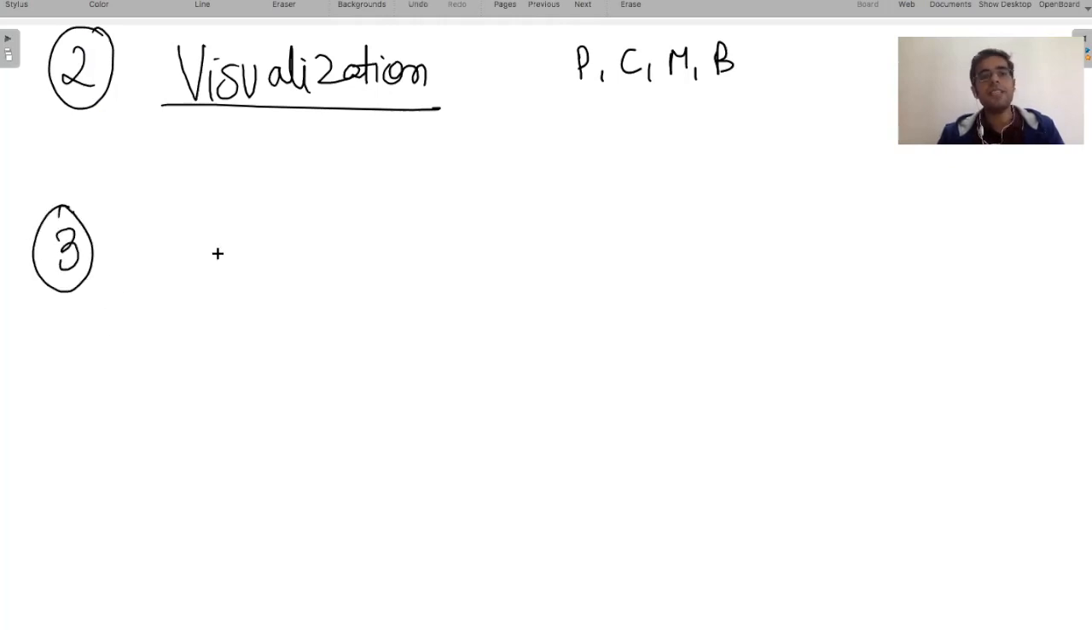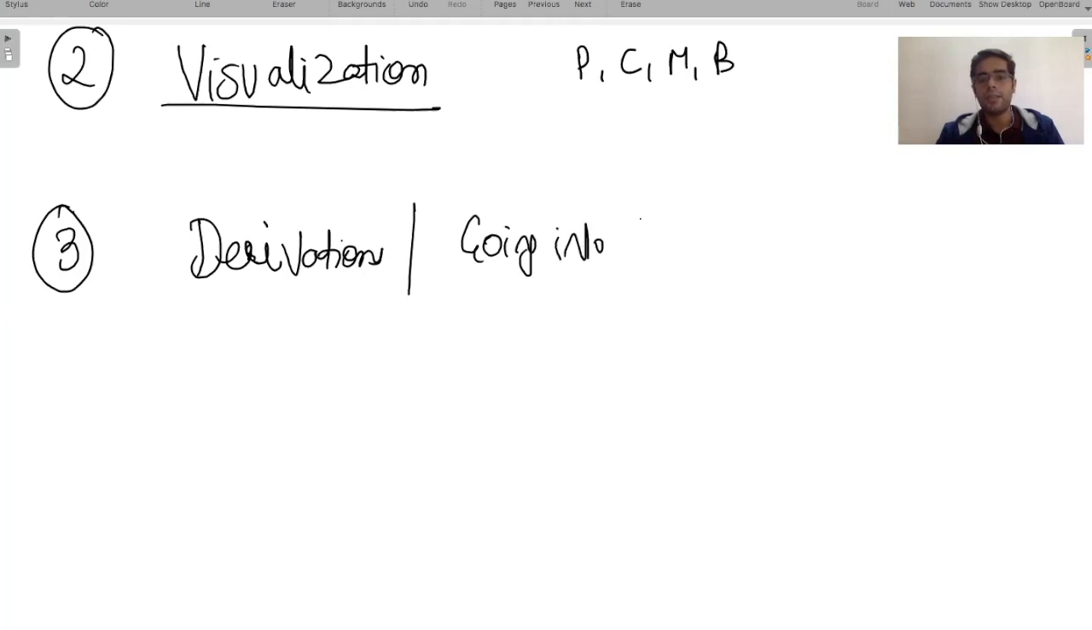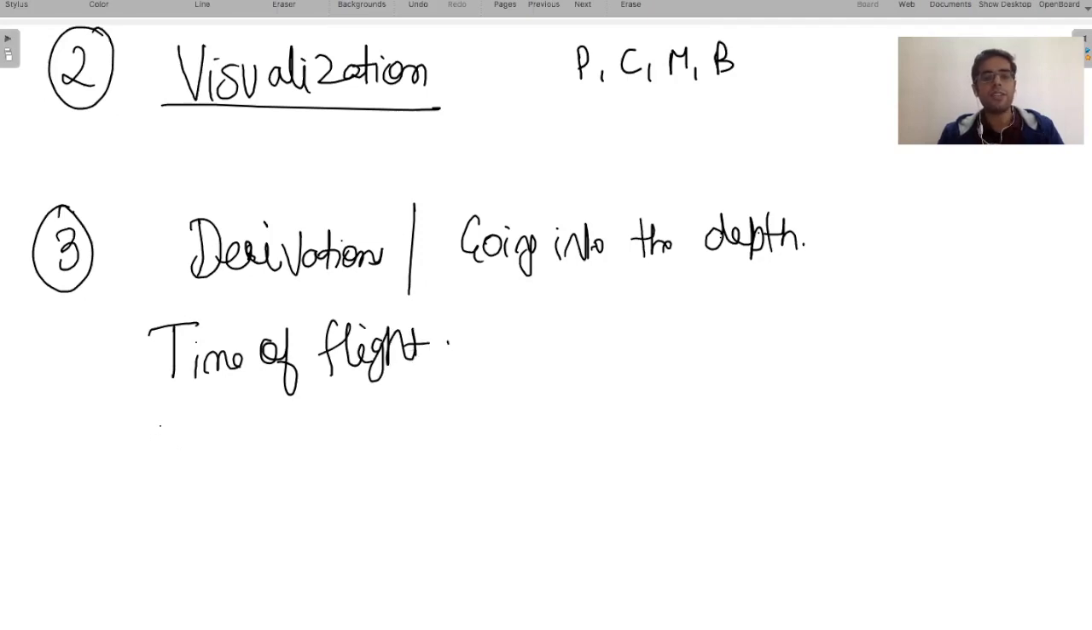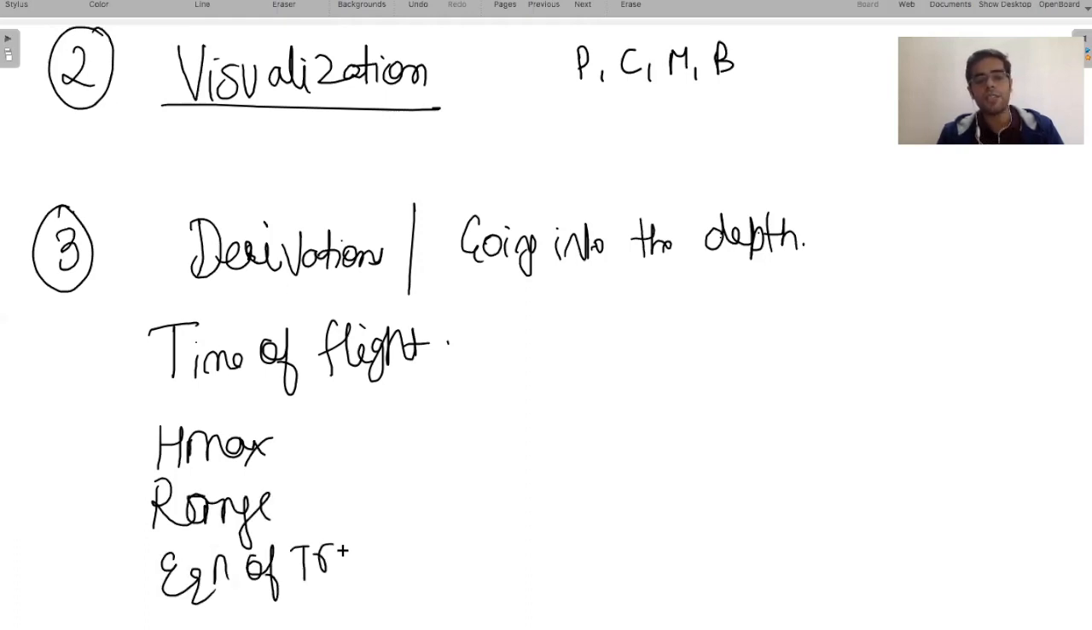Now, step 3 is derivations, or derivations is about going into the depth. Okay. Now, what derivations you will have to do in projectile motion? You will have to do time of flight. What is going to be the time of flight? What is going to be the maximum height? What is going to be the range of projectile? What is going to be the equation of trajectory of projectile?